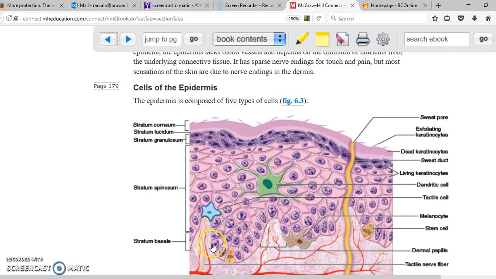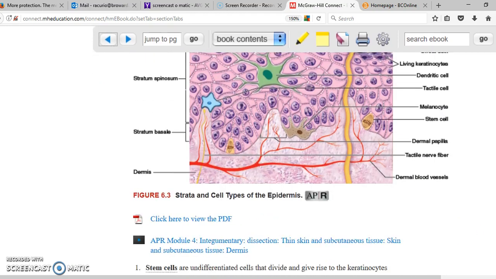We have these extensions from the epidermis going into the dermis. These ones are called epidermal ridges. Now, the ones from the dermis going up into the epidermis, as you can see here, they are called dermal papillae. This one right here. Okay, so then let's keep scrolling down.